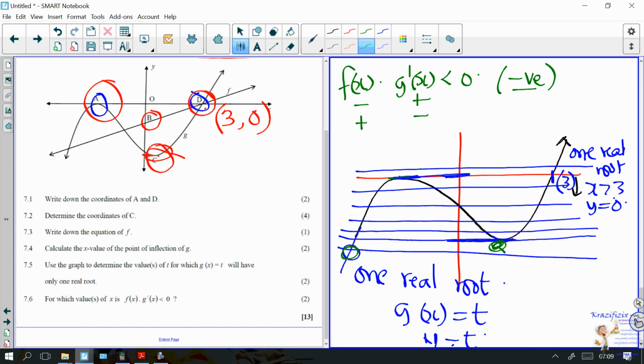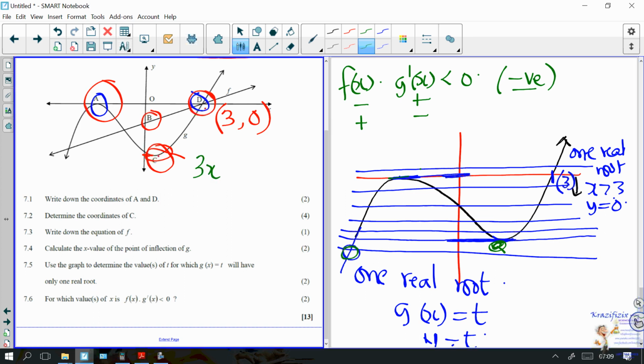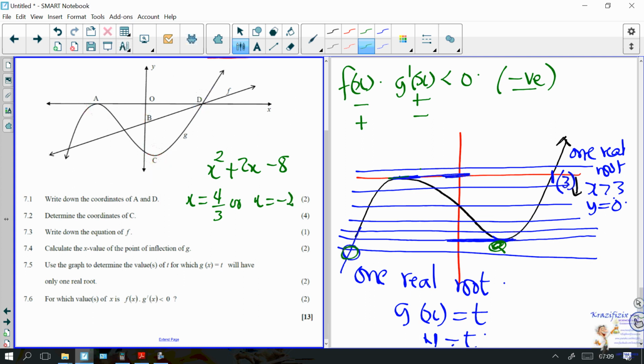To make it easy for you, we know our f of x, and our g prime of x is a parabolic function. What is our g prime of x again? We got 3x squared plus 2x minus 8. And when we did this earlier on, I remember it was x equals 4 over 3 or x equals negative 2. It's a parabolic function.